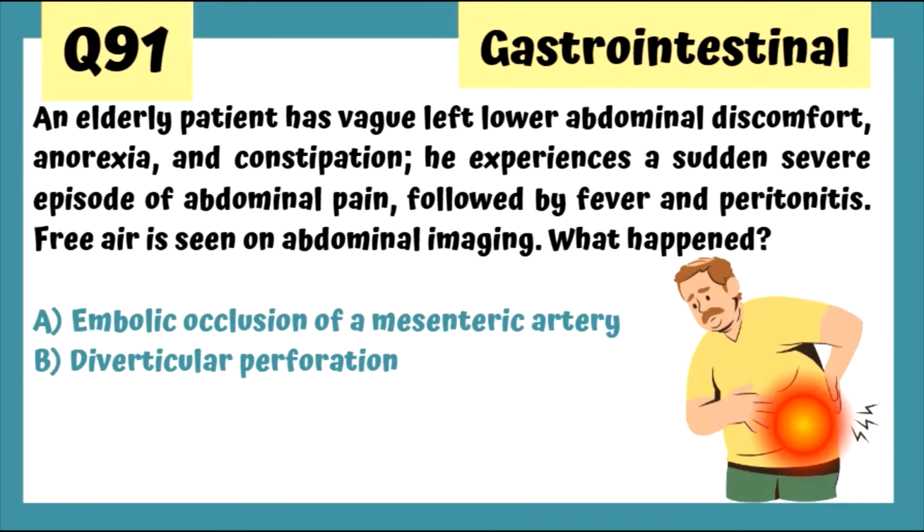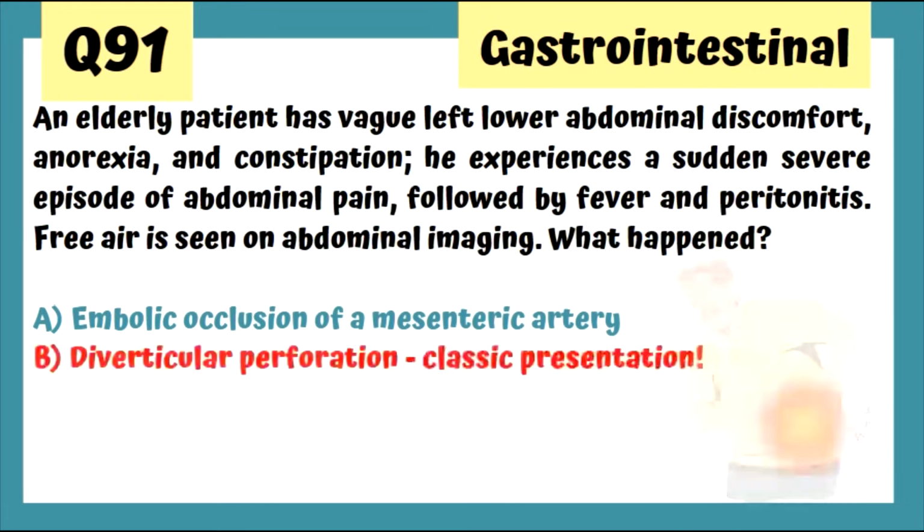Question 91. An elderly patient has vague left lower abdominal discomfort, anorexia, and constipation. He experiences a sudden severe episode of abdominal pain, followed by fever and peritonitis. Free air is seen on abdominal imaging. So what happened? He had this pain, and now he has free air. That is a diverticular perforation, which is a classic presentation where there's free air on abdominal imaging.